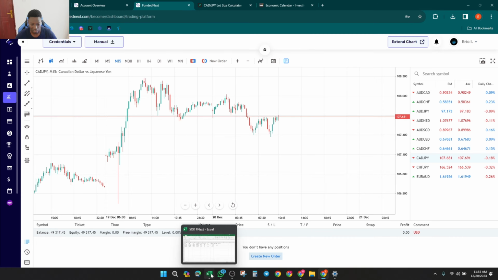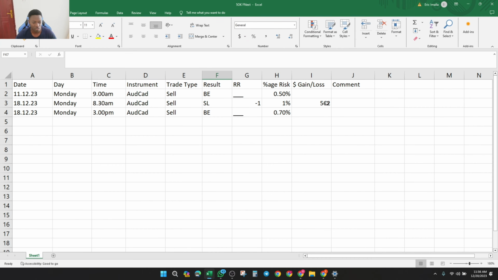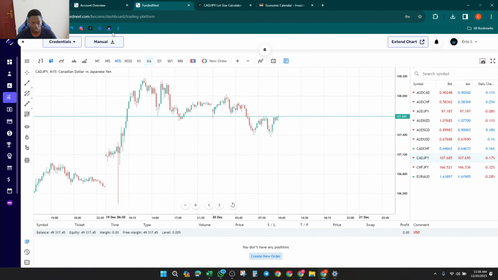So here's my journal. This is the 1% loss that I took on AUD CAD. Then the other two trades were break even, as you can see. So for today, I'm looking at CAD JPY.